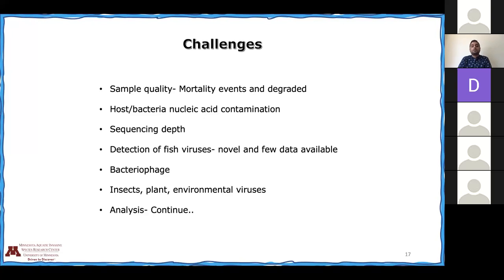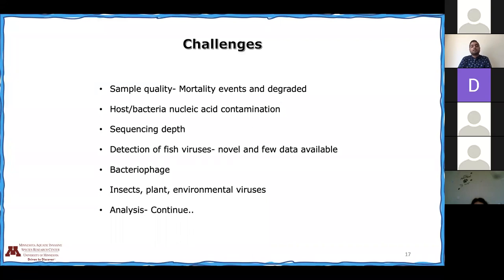The next challenge we faced was bacteriophage. Although there are some novel viruses among the characterized viral reads, around 85% of reads belong to bacteriophage. We think this is because all the samples are from fish mortality events, and the samples may be degraded, which is why we got a lot of bacteriophage.